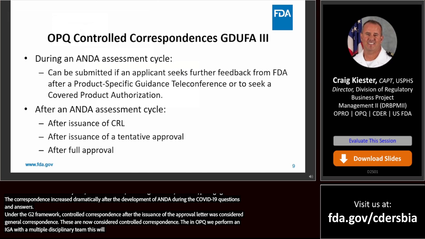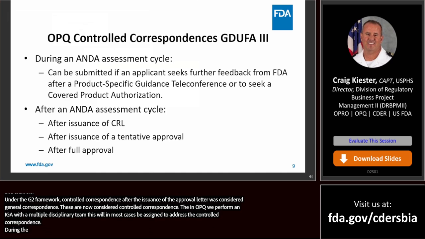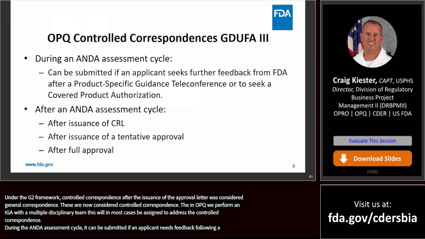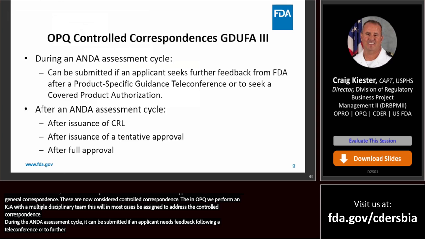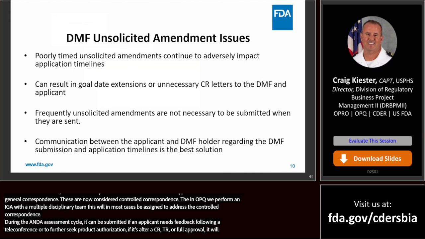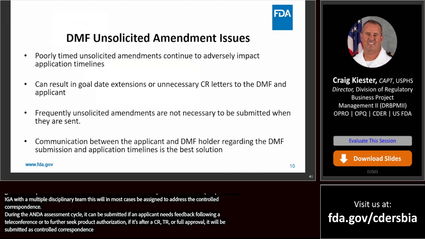So, to sum up, during the ANDA assessment cycle, it can be submitted if an applicant needs feedback following a product-specific guidance teleconference or to seek a covered product authorization. If it's after the ANDA assessment cycle, so following a CR, TA, or full approval, it'll be submitted as controlled correspondence.